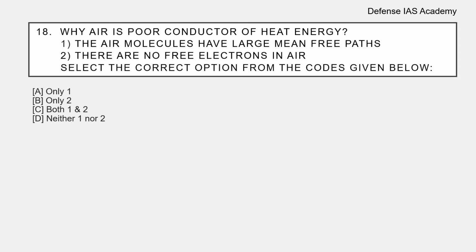Why is air a poor conductor of heat energy? 1. The air molecules have large mean free paths. 2. There are no free electrons in air. Select the correct option from the codes given below. Options are: option A, only 1; option B, only 2; option C, both 1 and 2; option D, neither 1 nor 2. The correct answer is option A, only 1.